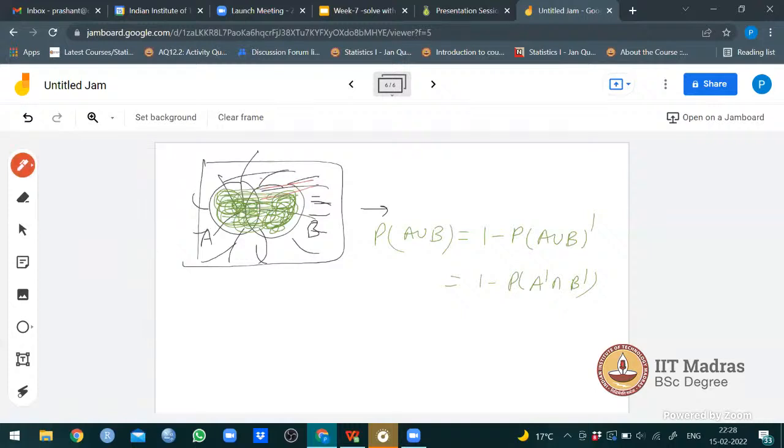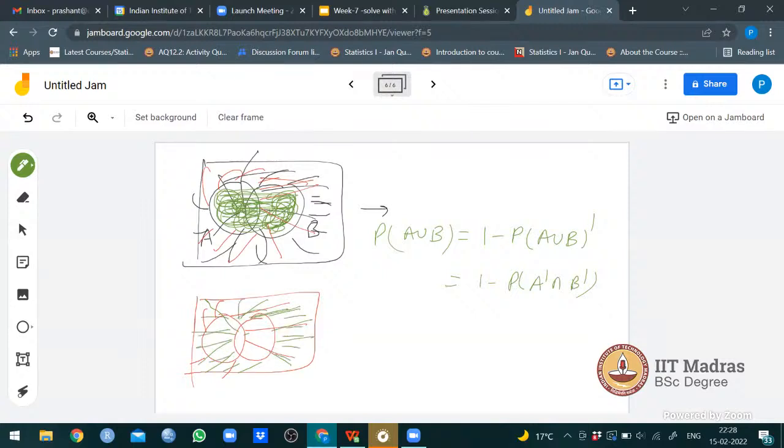This red region? Yes, sir. Let me draw another one. A complement is this red region. Yes, sir. And B complement is this green region, except B. This one, right? Yes, sir. Then what will be in common between these two? The common part will stay the same, I think, what is in the middle? No, common is this one, the outside area. Yeah.